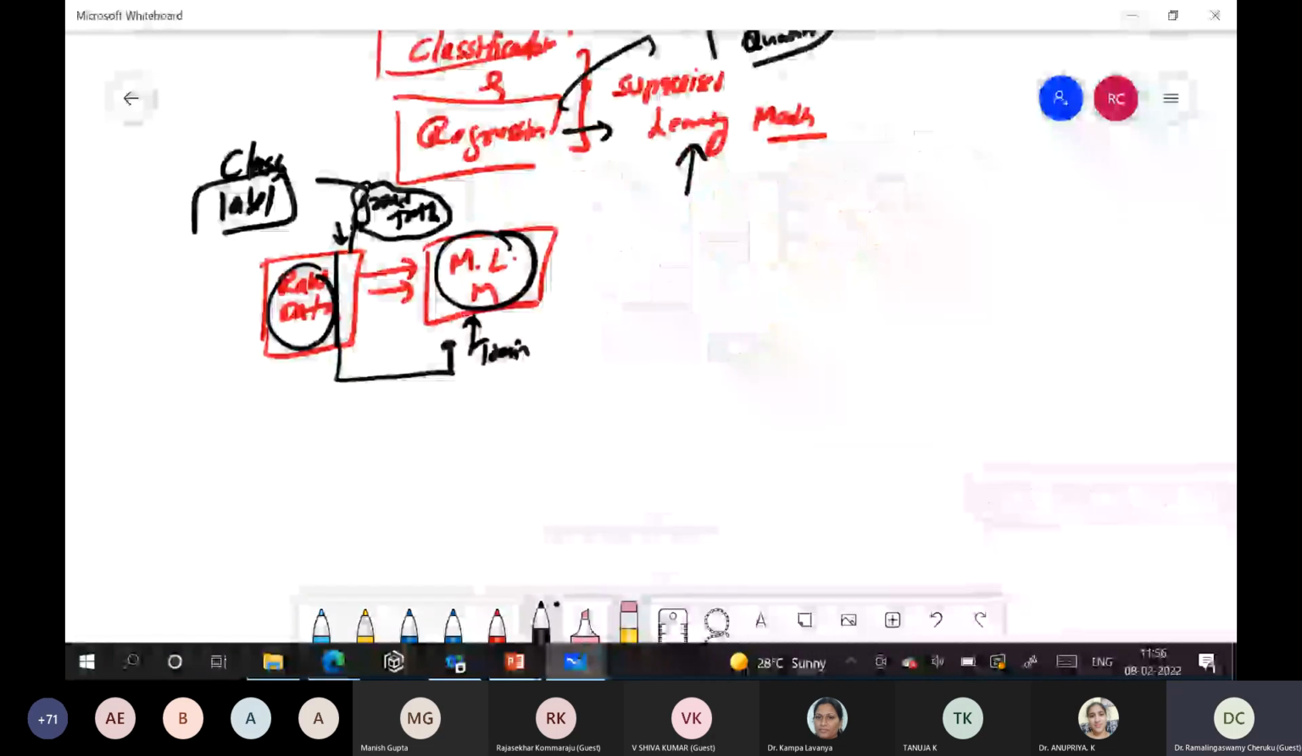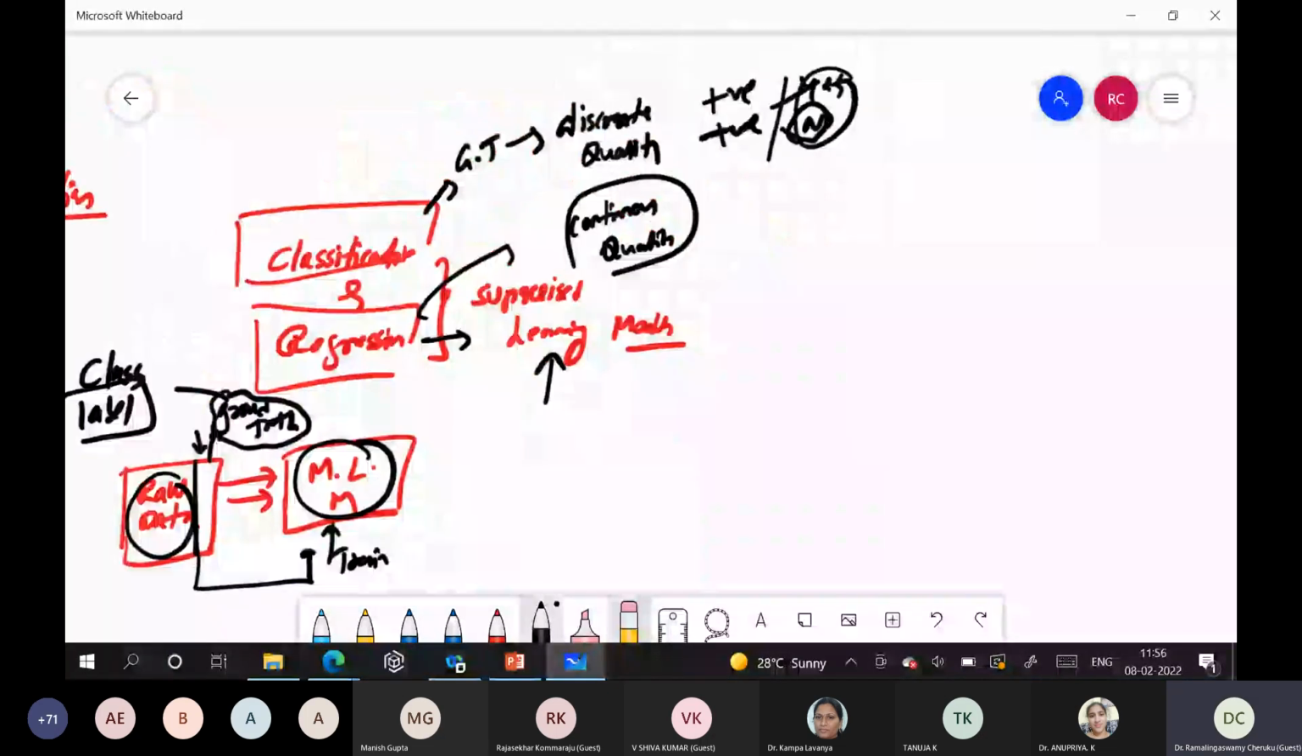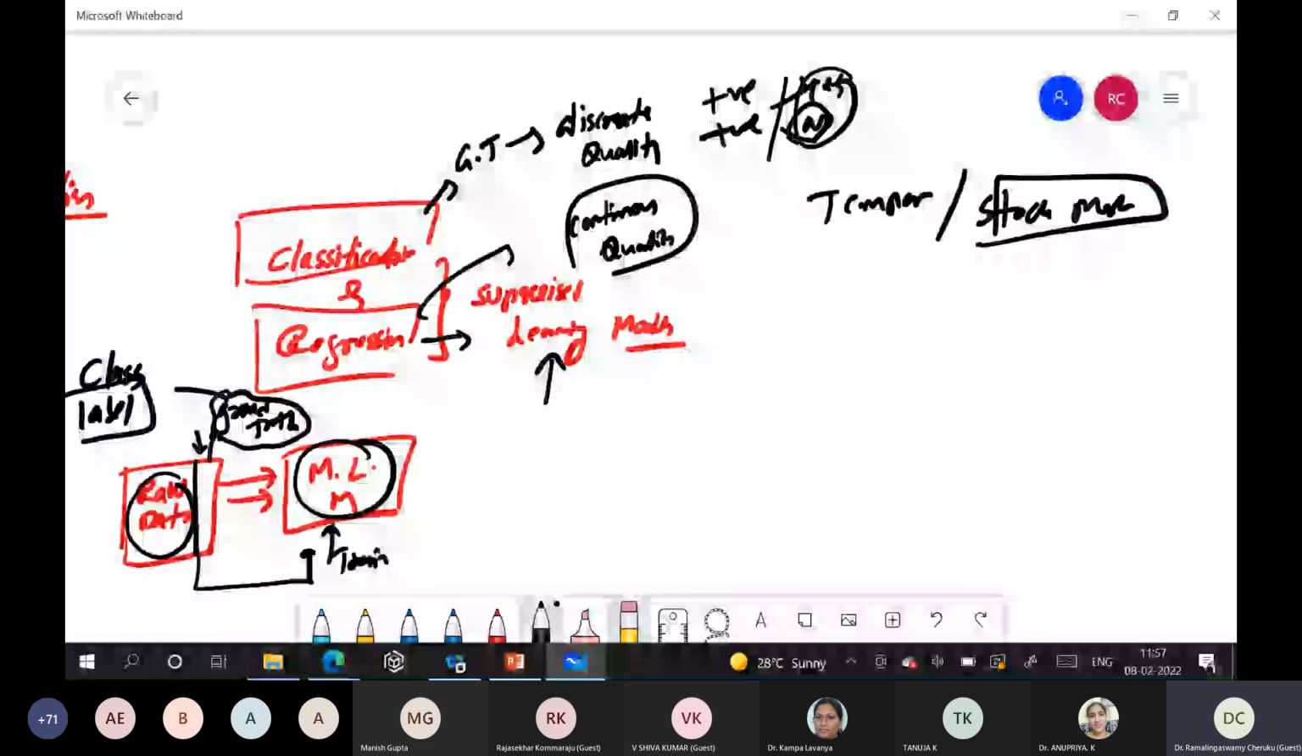But in the case of regression, it is a continuous quantity, something like temperature or stock market prediction. So in stock market prediction, suppose, what could be expected? The stock price of HDFC Bank, suppose, could be something like 1024.3. It is a continuous quantity.